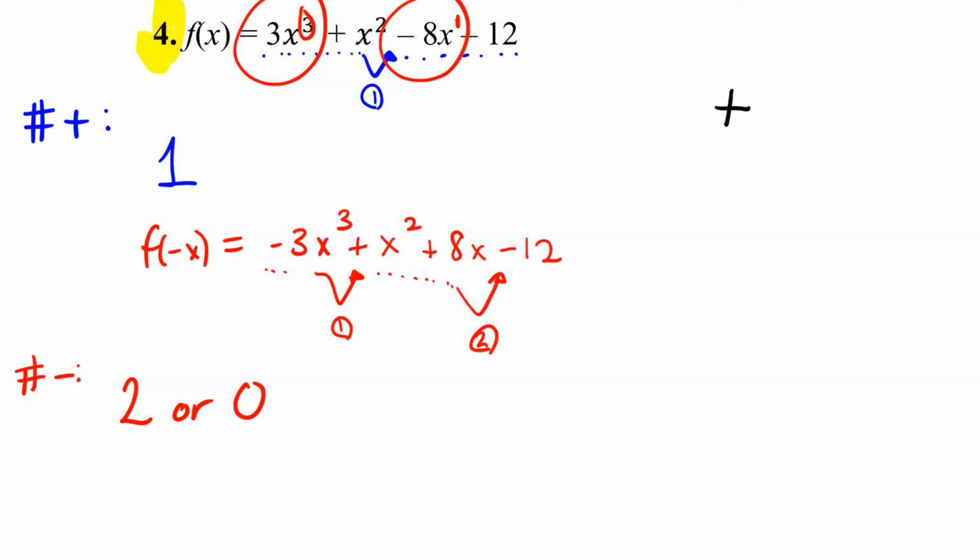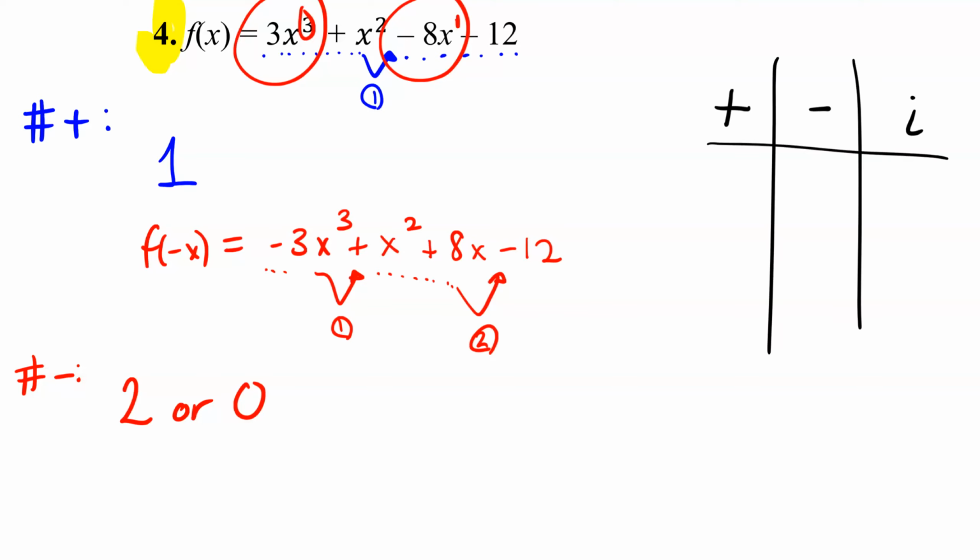So I have to make my table: plus, minus, and i. Each of these columns stands for the number of positive roots possible, but I just summarize it as a plus. So we said we're going to have 2 combos, so I just have to have 2 rows.